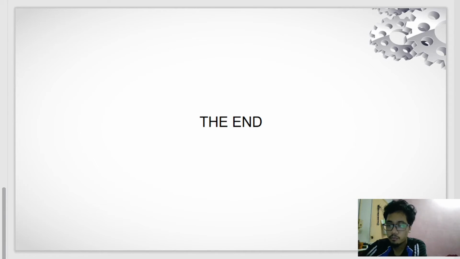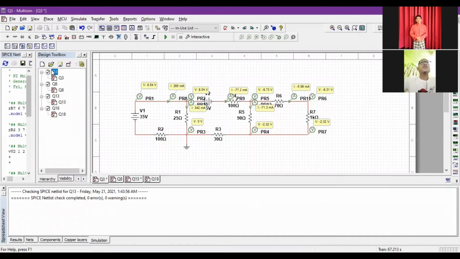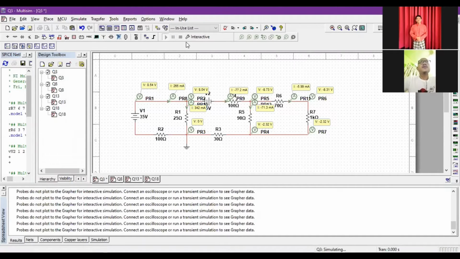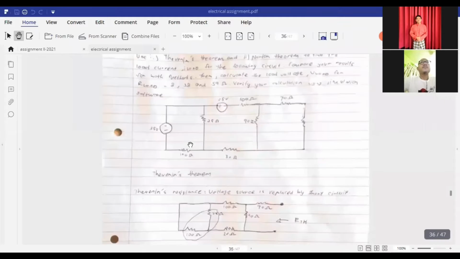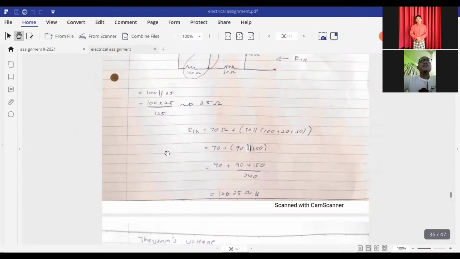Thank you. The circuit for Q3, question 3, is this. The value we get from the circuit. The calculation for question 3 is we replace by short circuit here.